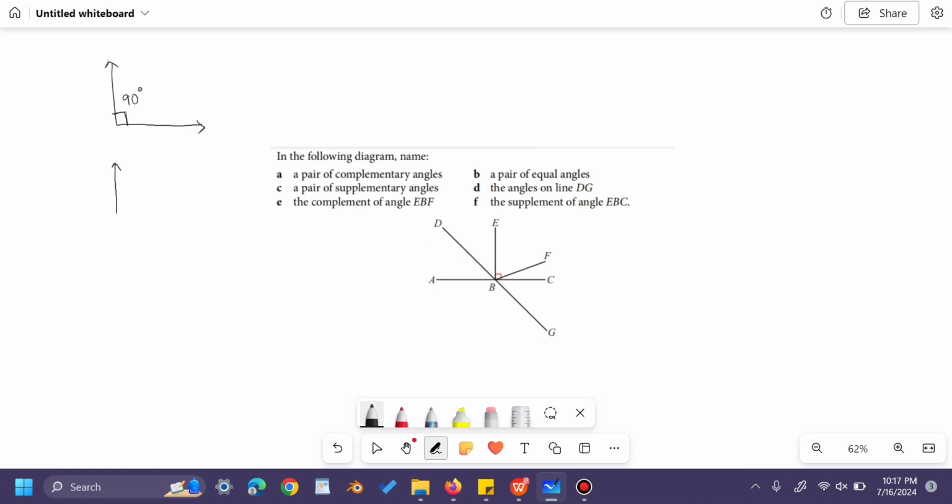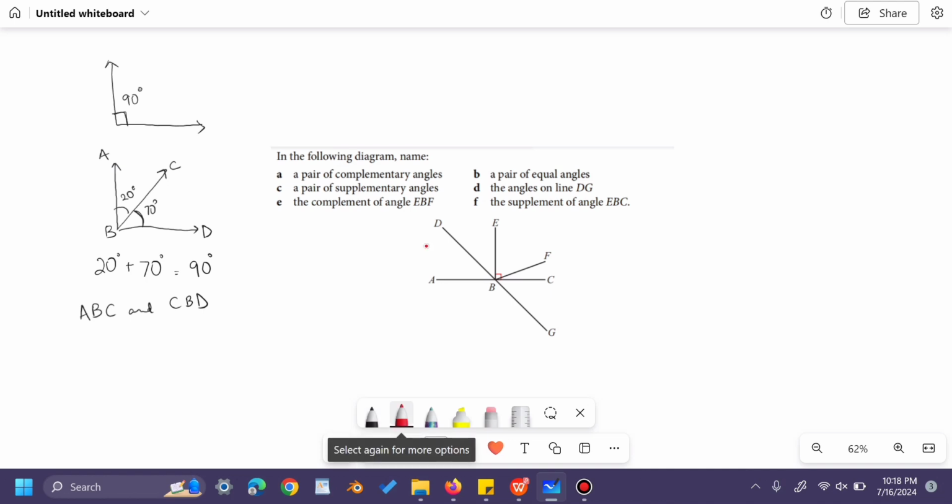For example, if we have one angle like this, let's say this is 20 degrees, and then we make another angle over here, from here to here, it's 70 degrees. Then you can see that angle A, the first angle, plus the second angle, 20 plus 70 degrees, is going to be 90 degrees. So let's name them. For example, this is A, this is B, this is C, and this is D. So we are saying that angle ABC and angle CBD are complementary angles, right? This is the main idea behind complementary angles.